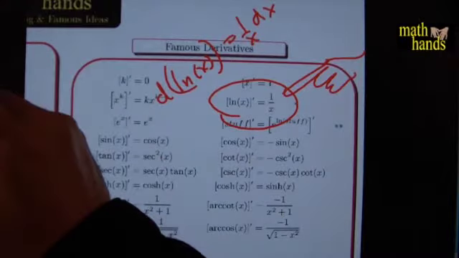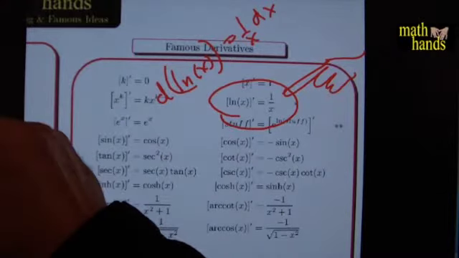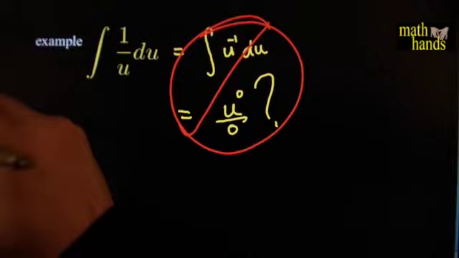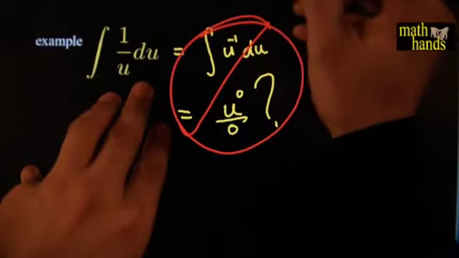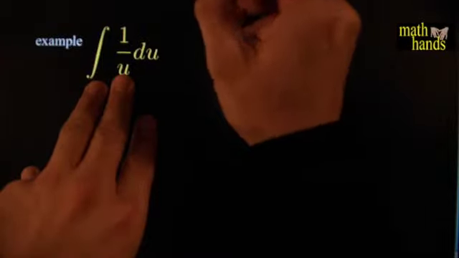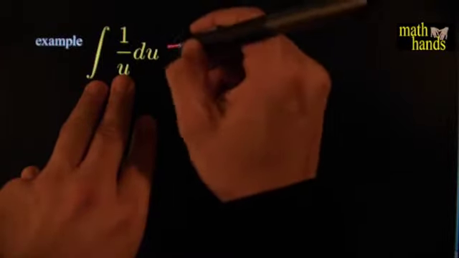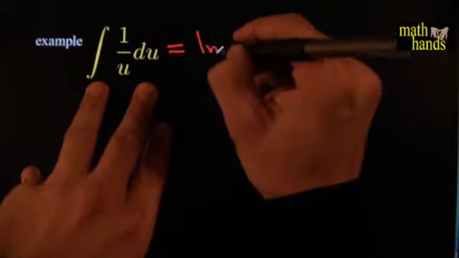Alright? Where do we have it? Right here. We have 1 over u du. And so it's the famous one. It's the only exception to the power rule. The way we do this one is ln u.